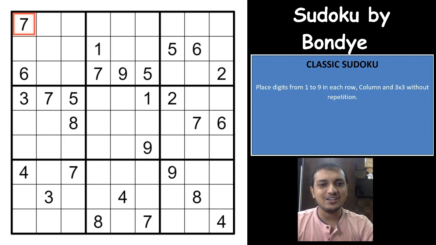Ashish here, and today I'll be covering a classic Sudoku on our channel. Now this Sudoku has been constructed by Bondi and it has received a really good rating. So I thought of covering a video on our channel, and the feedback about this Sudoku was really good. There are some advanced logics that are used in this Sudoku. So let us see if we are able to crack this Sudoku or not.